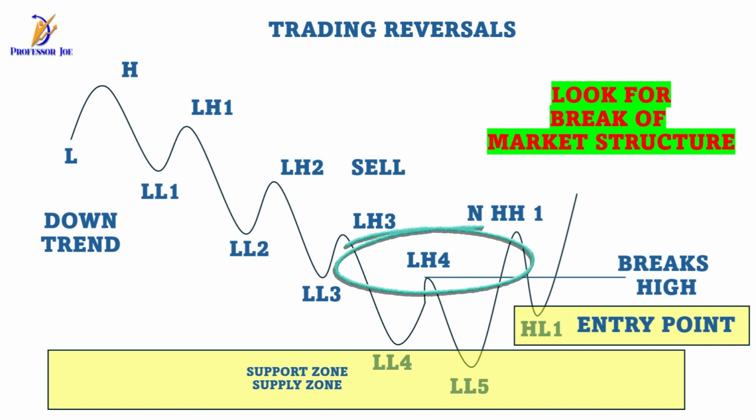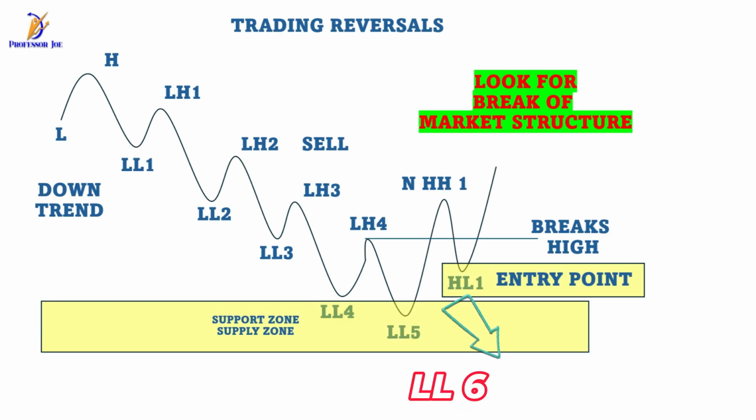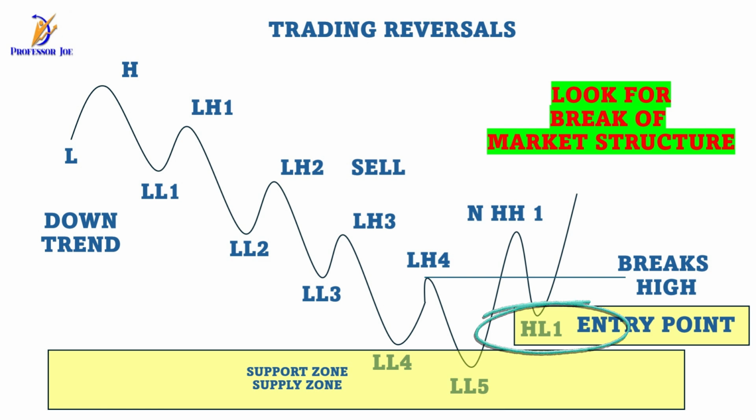LH4 point in this particular case is the most important key area. When the price broke that point and created a new higher high, that is the point when the market structure for this particular downtrend is broken and an indication that the price can go up from here. Now just imagine if the price would have come down from here and created a new lower low LL6, then the market structure is not broken. In this particular case, since the price reversed from HL, that is higher low 1, that is why we know that here the market structure is broken.